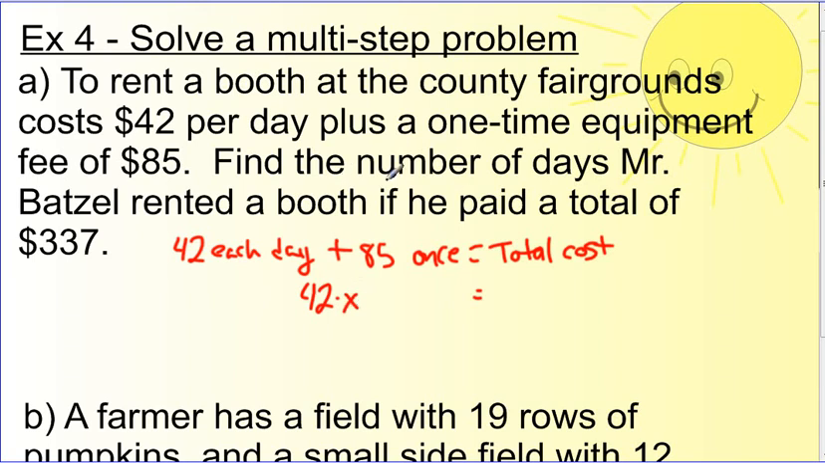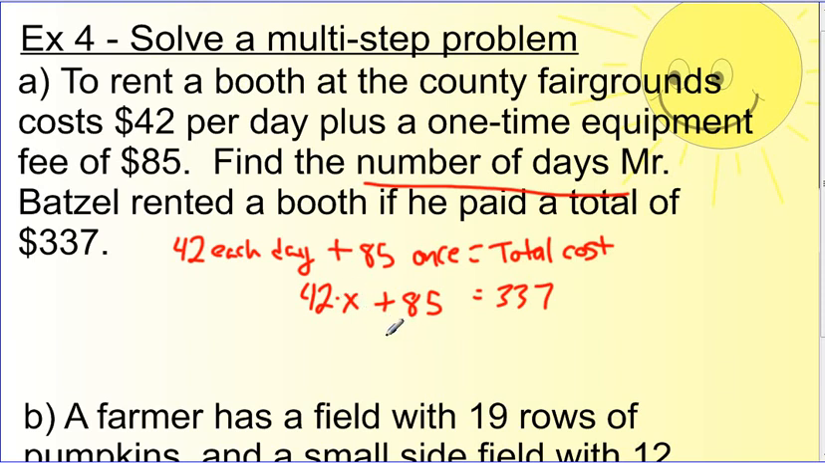Find the number of days. We don't know. That's the missing piece. Plus $85, because we're paying that one time. We don't need a variable for that. And that gives us our total cost. Well, he paid a total of $337. So $42 each day plus $85 one time is our total cost. Look, we got ourselves an equation with one variable.